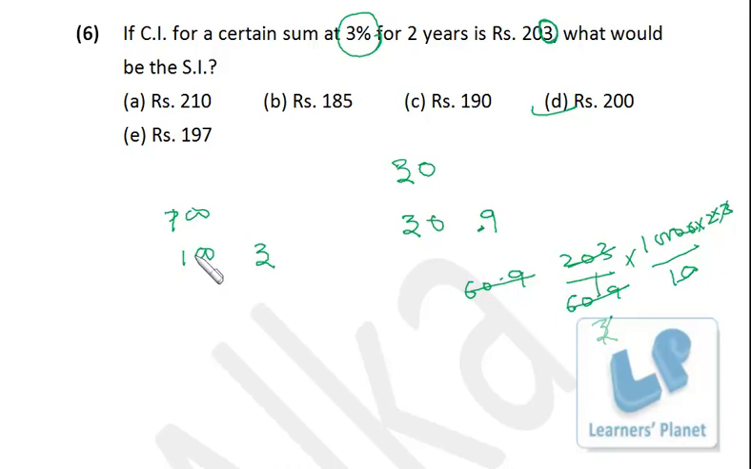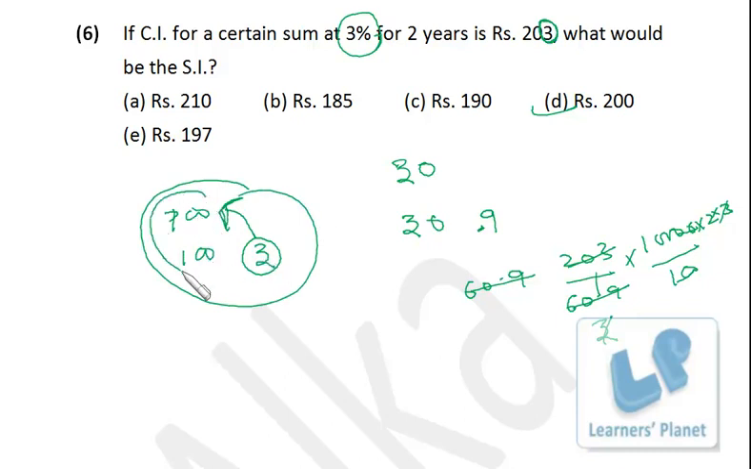100, 103, right? 203. That means this 3 is what percent of this 100? That is 3%. Okay. That means the data is verified. That means the compound interest is 100 plus 100 plus 3. That means the simple interest must be 200 rupees. As simple as that. Right?